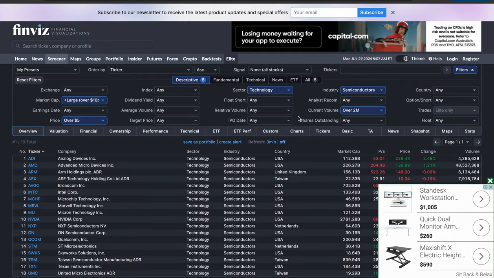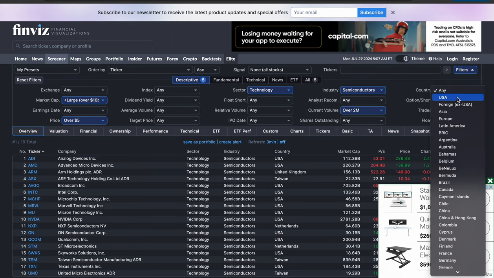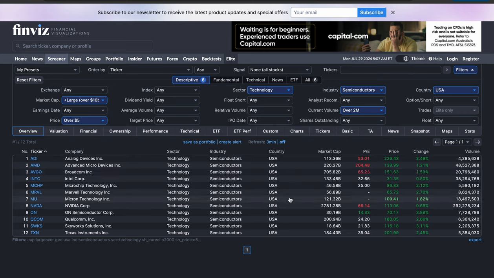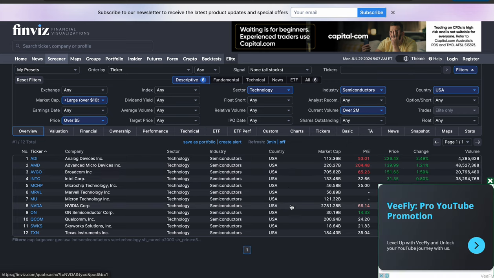Okay. Semiconductors. And country, I'm going to give USA. So it comes up with all these stocks. There were pages and pages of stocks, and now it's reduced to one page.